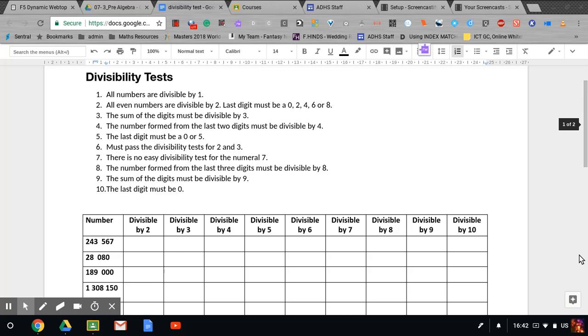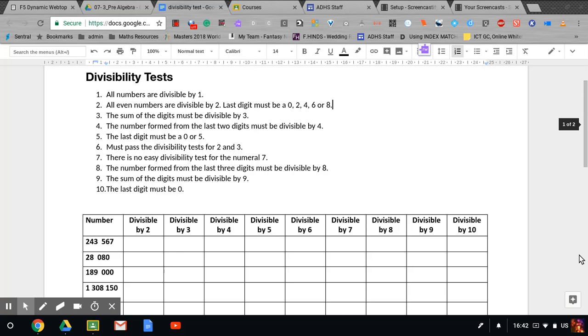Number 2, all even numbers are divisible by the number 2. So if the last digit is a 0, a 2, a 4, a 6, or an 8, then 2 will go into that number. 3 is an interesting one. If the sum of the digits, when you add them up, is also divisible by 3, I'll show you how to do that shortly.